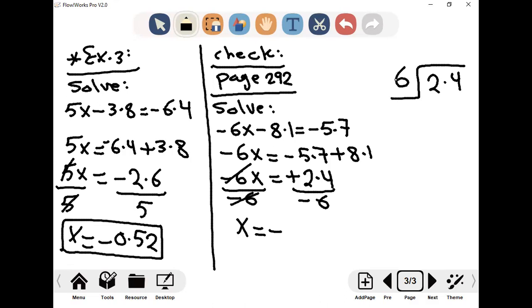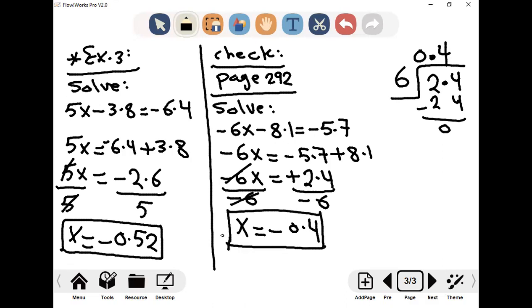Can the 2 divide on 6? No. So I will take the 4 with it, right? But while you are going to take the 4, you have what? Put it up, right? Now 24 divided by 6, 4. So here we have what? 4 by 6, 24. Subtract 0. And this empty place, we add 0 for it. So what's the answer here? Negative 0.4. This is the answer of the check.